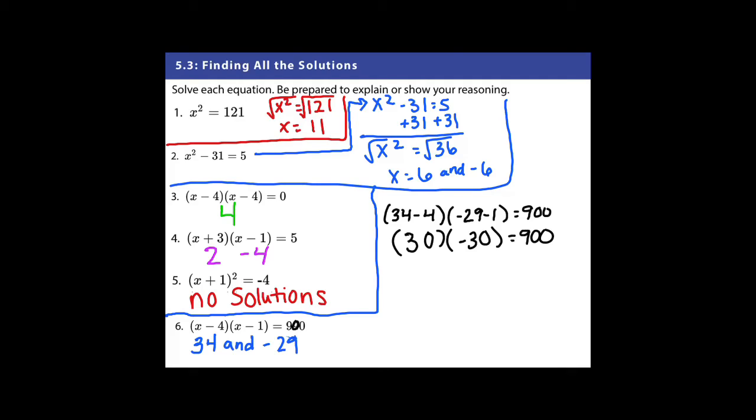And then number 6, x minus 4 and x minus 1 equals 900. You'll get 34 and negative 29, and the work for that one is right up here. So if you do 34 minus 4 and negative 29 minus 1, you get 30 for each of those, and 30 times 30 is 900.